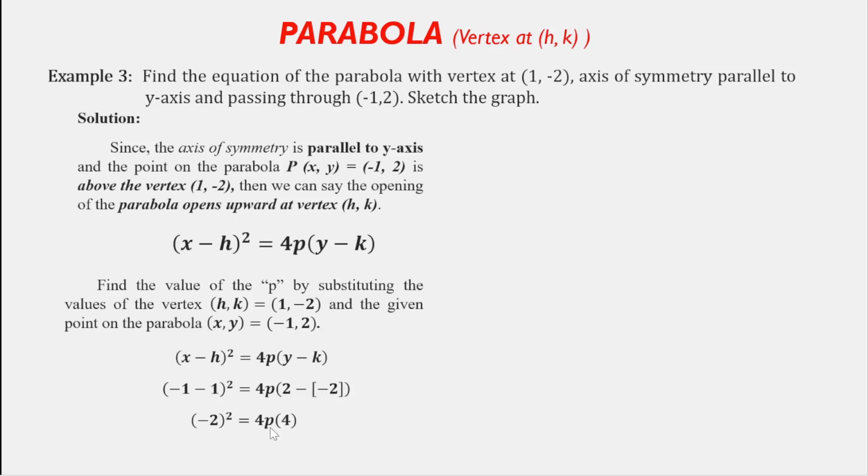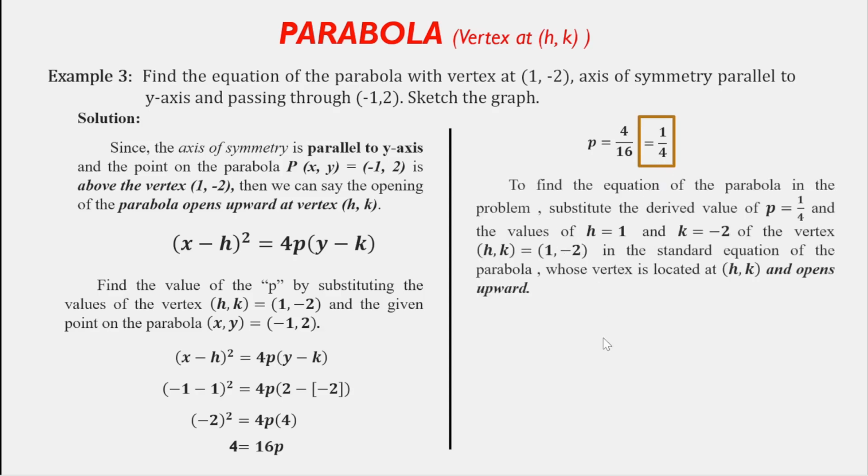Then simplifying further, we have 4 is equal to 16p. Divide both sides by 16 to isolate the variable p. Then p is equal to 4 over 16. Simplify 4 over 16 into simplest form, that is equal to 1/4. Then we can say that the value of p is equal to 1/4.